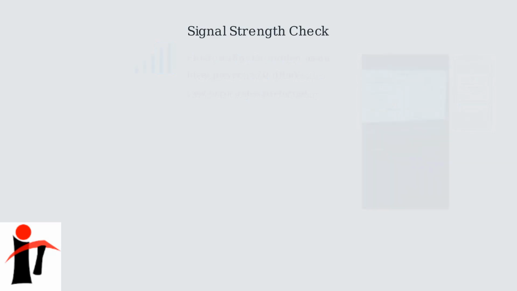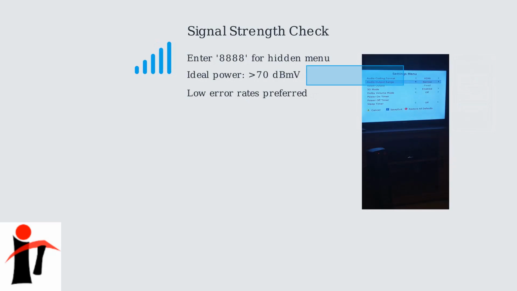If your box supports it, check the signal strength meter, often in Settings or a hidden menu accessed by entering 8888. Ideal power levels should be above 70 dBmV with low error rates.